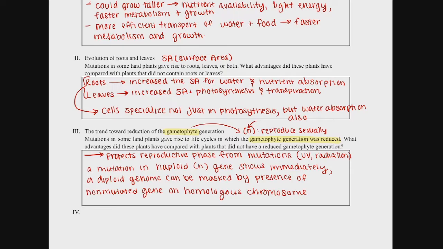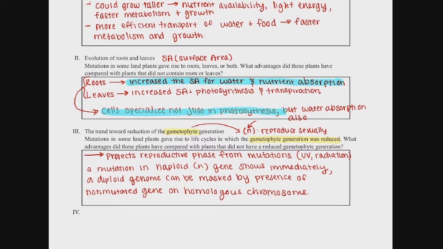So, evolution of roots and leaves, mutations gave rise to these, and what advantages do plants with roots and leaves have compared to plants that don't? And what we said was that both roots and leaves increased the surface area of the plant, and for roots, the increased surface area meant that they could now perform things like water and nutrient absorption from the soil. So that is, and I'll highlight it here.